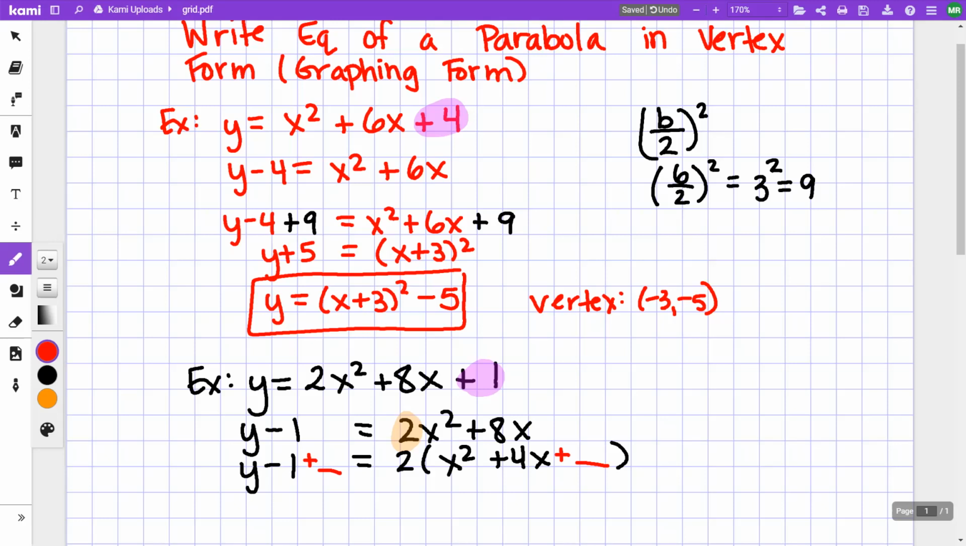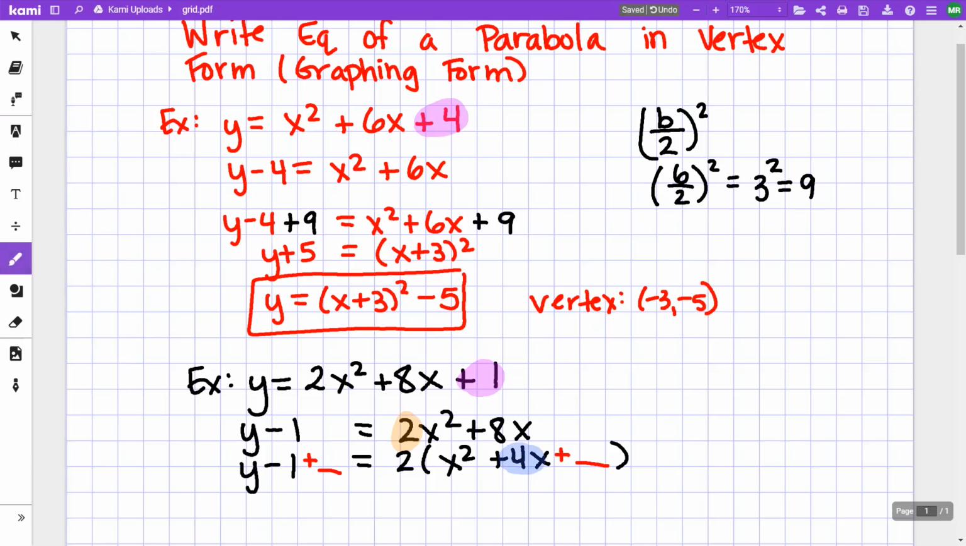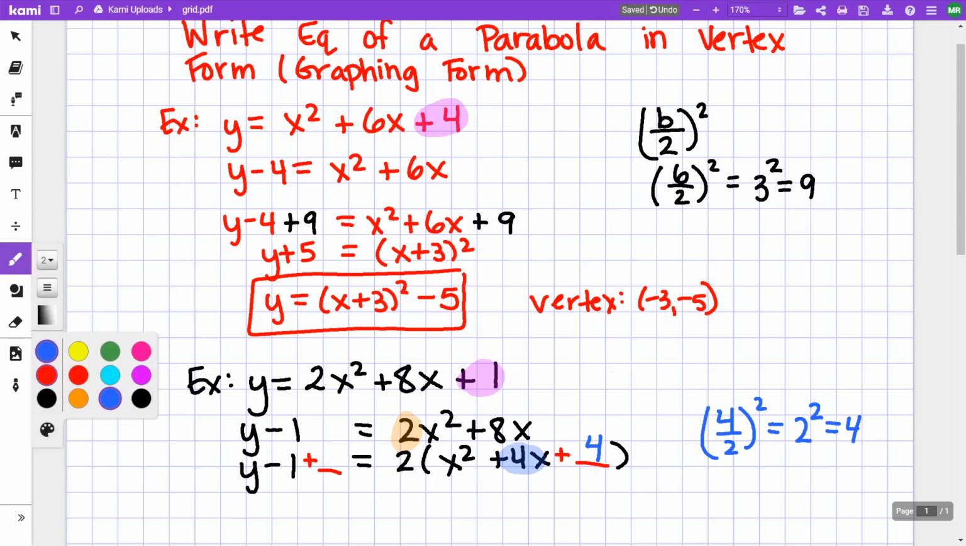So I am going to look at my 4 here, okay, and I'm going to take half of 4, which is 2, and square that, which actually gives me a 4. So I'm going to put a plus 4 here. Now I have to be careful. Whatever I do to one side, I have to do to the other side. But we do have this 2 in front. So this really is not a 4. It's actually going to be an 8. Okay. It was a 4 inside the parentheses, but it's got the 2 in front.